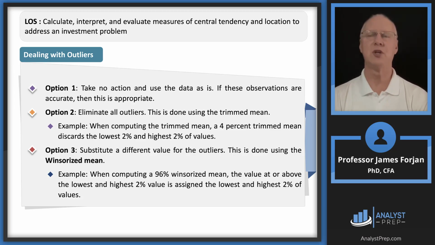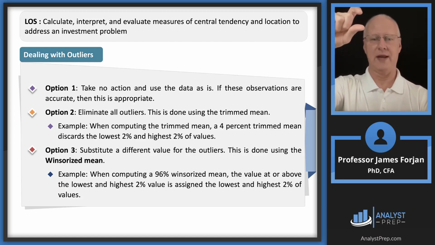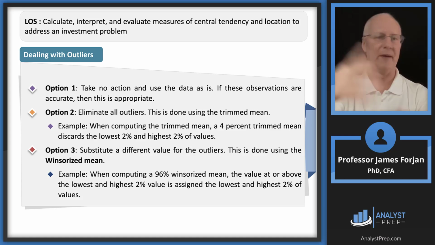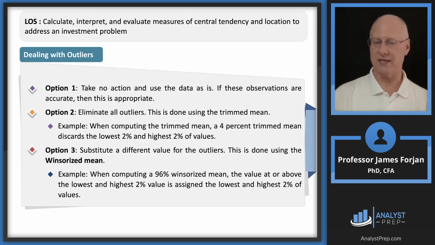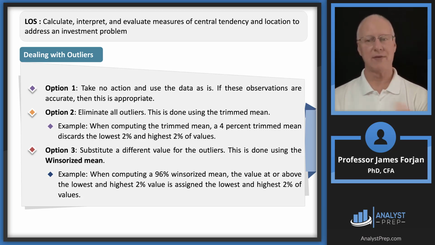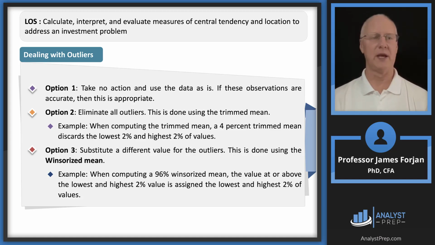Or what you can do is substitute values in for those outliers. This is called a Winsorized mean. So what you do is you take a look at the 2% at the top and 2% at the bottom, and you just assign some values in there. Maybe you take the mean, maybe you use a probability distribution. There are a bunch of different ways that you can do this, but just remember, with the trimmed mean you're throwing out the tails. With the Winsorized mean, you're not throwing out the tails, but you're substituting values in there that you think are reasonable.